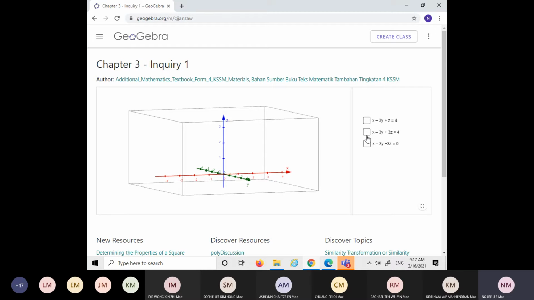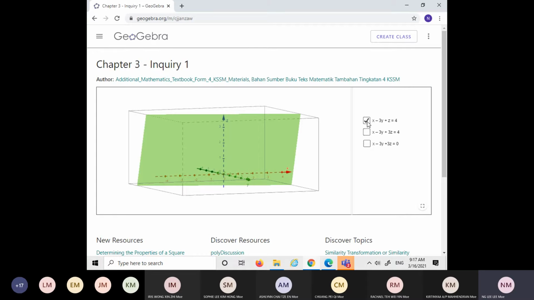This is the three linear equations in 3 variables. I will create them one by one. This is the first one, the green color one. You can see it like a blank piece of paper. Then this is the second one, the pink color one. These two you can see intersect at a line here. I hope you can see my cursor. I'm using my cursor to point. A line here, they intersect here.